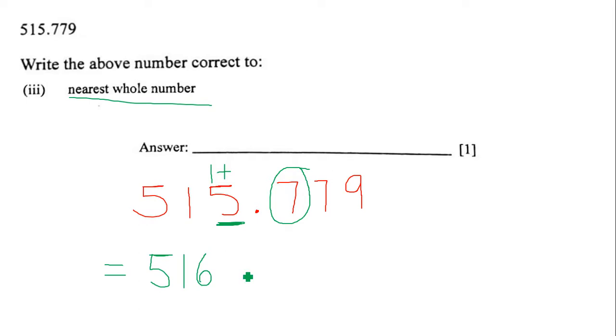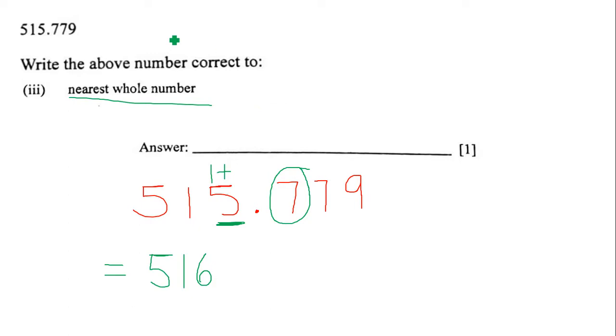Do we put 0.0? No, sir. Why don't we put 0.0? Because nearest whole number 516 is the same thing as 516. It wouldn't be a whole number. Okay. All right. So we want to be careful.